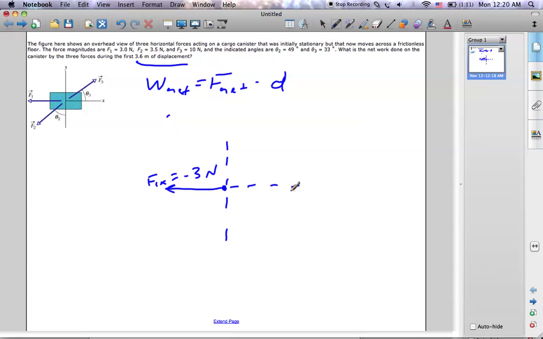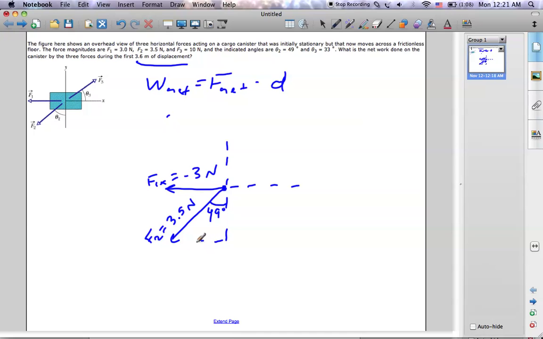So anyway, the second force is that way, sort of, and there's an angle between the y-axis and that force, which is 49 degrees. And this second force, F2, equals 3.5 newtons magnitude.